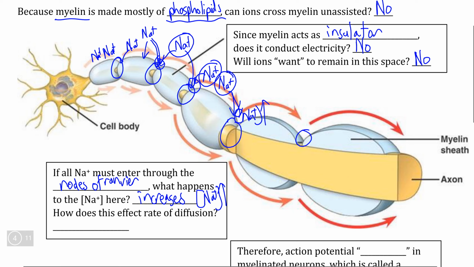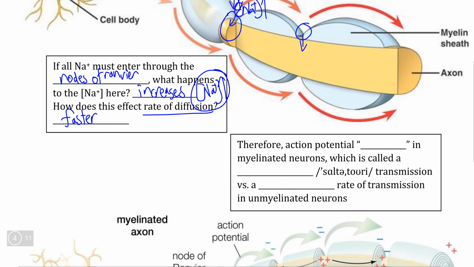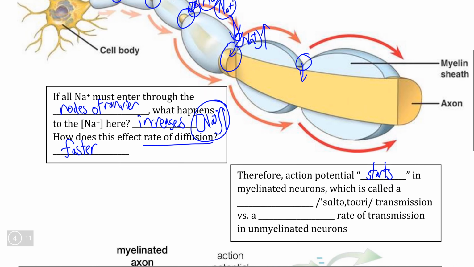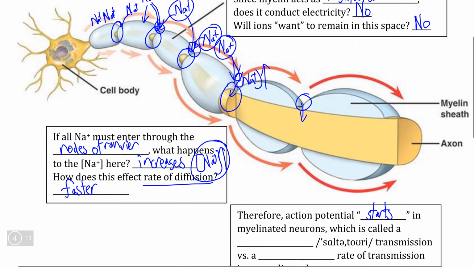And the higher this concentration is, when the actual process of depolarization occurs, because there is an even higher concentration in these nodes of Ranvier, the diffusion inside of the axon is going to happen faster, and therefore action potential starts, that being depolarization occurs faster in myelinated neurons.